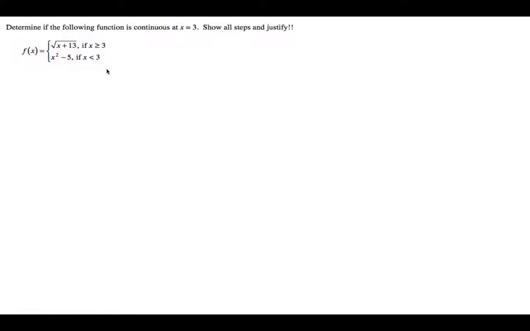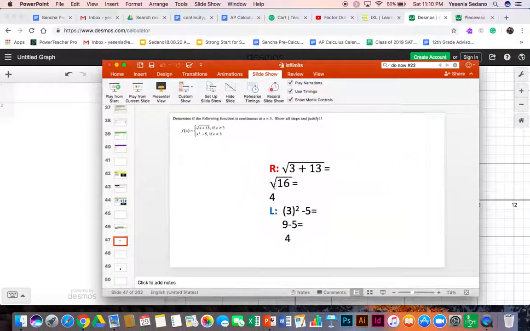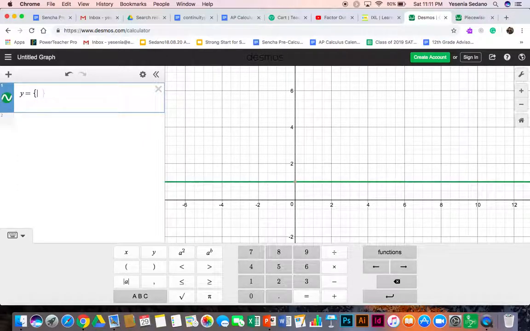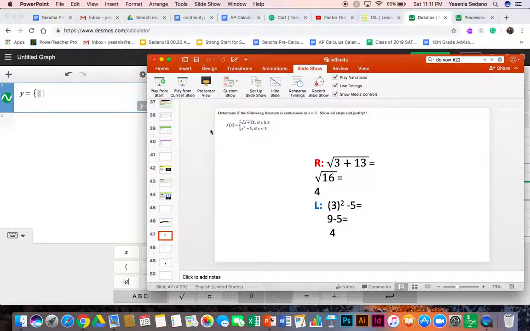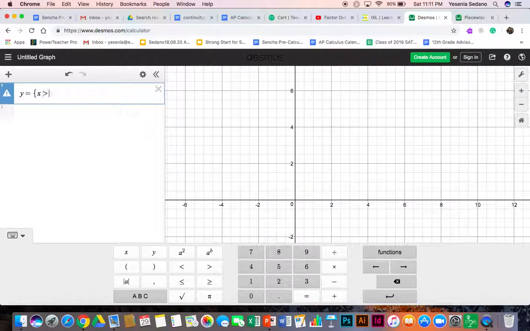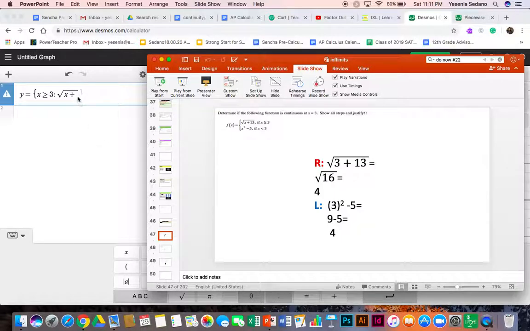I'll go onto Desmos to see what the graph looks like. Just ignore the work right now. We're going to graph a piecewise function. This is how you usually do it. When you graph piecewise functions, you put that curvy little bracket, and then you put the condition first. So it's x greater than or equal to 3. Then you put a colon, then your function, which was the square root of x plus 13. Let me double check that. Yes, x plus 13.